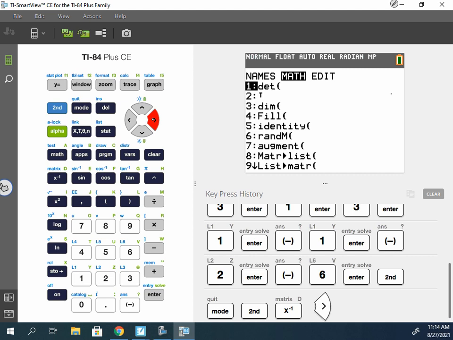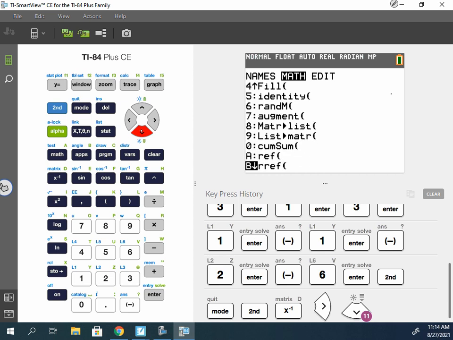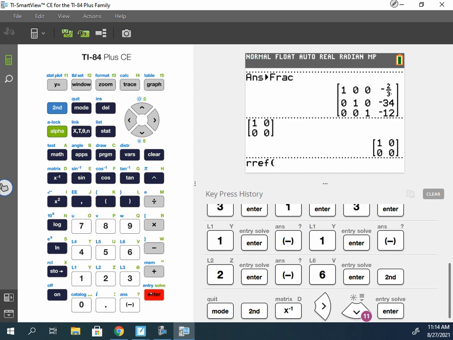Now we're going to go over to math. So this is some of the ones that we can use. And what we want to do is scroll down to RREF, reduced row echelon form, and hit enter. So we have RREF. We want that first because what comes after it is saying that we want to take the matrix A and put it into reduced row echelon form.